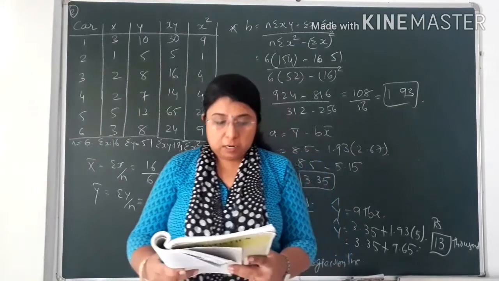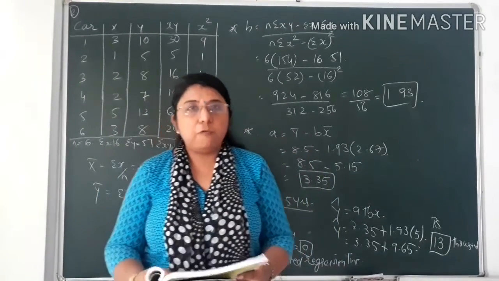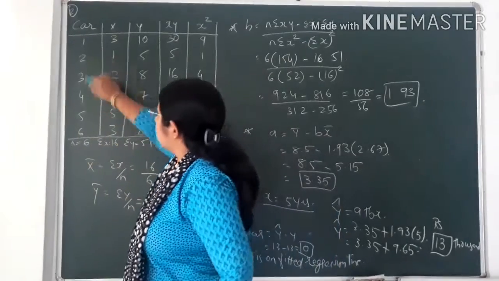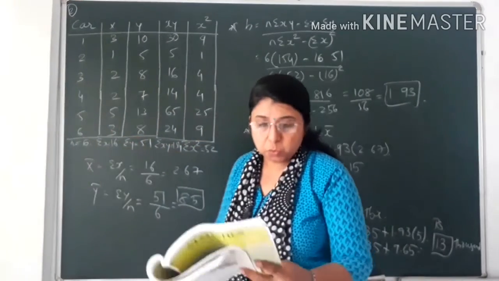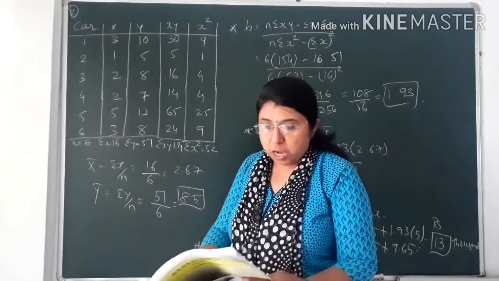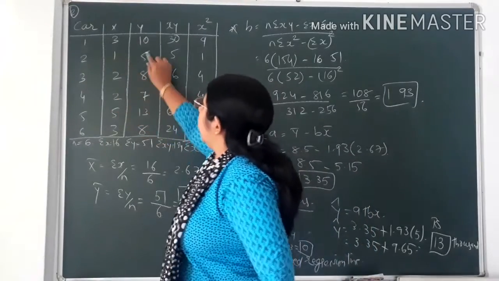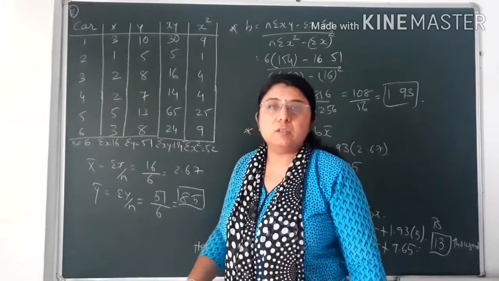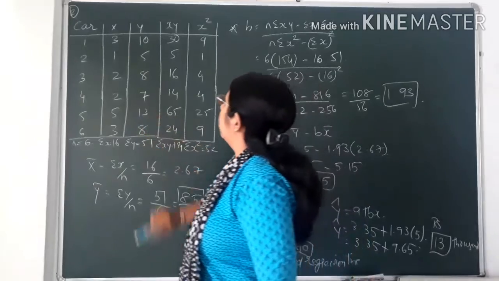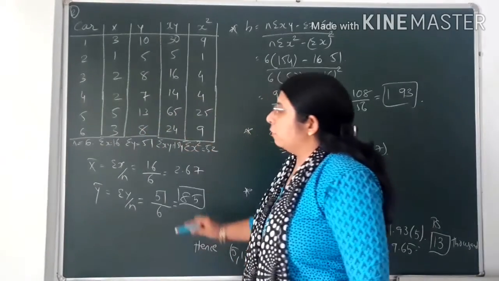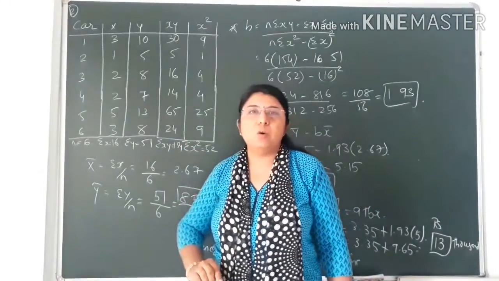So first, the cars 1, 2, 3, 4, 5, 6 that I have written over here, a total of 6 cars' data has been given to you. The time of usage of a car we have taken as X, and the average annual maintenance cost we have taken as Y over here. Now first of all, we have to decide which formula has to be applied over here.